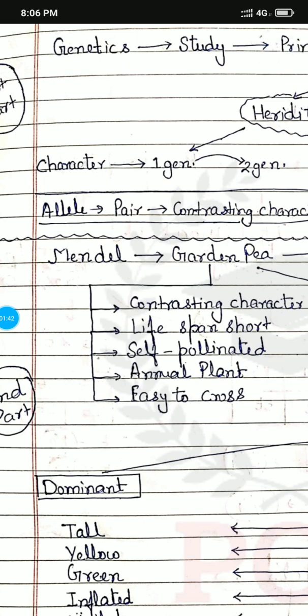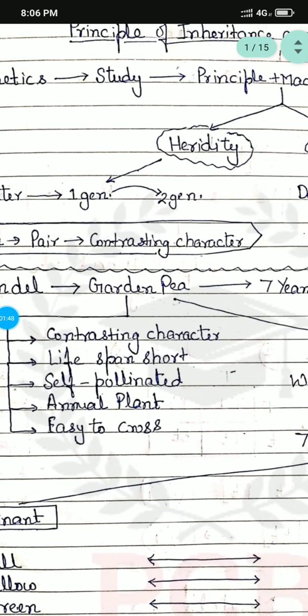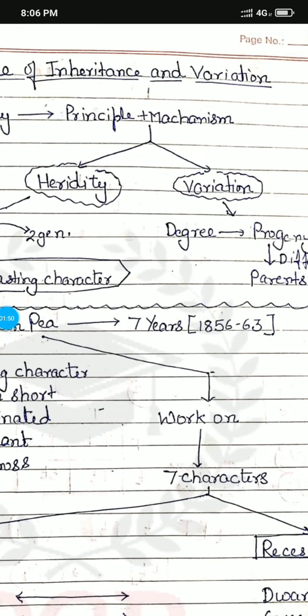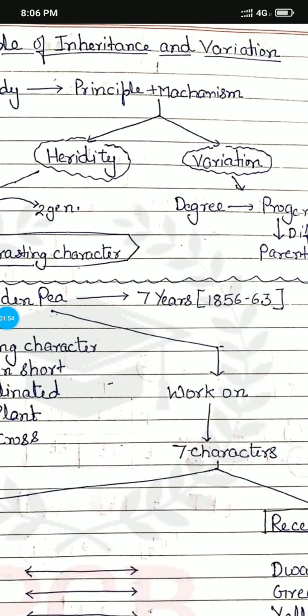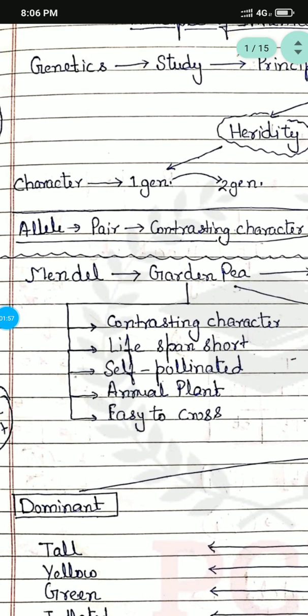The next part is Mendel. Mendel is the main base of this chapter. Mendel is a scientist who worked on the garden pea for 7 years, from 1856 to 1863, and he worked on seven characters of the garden pea. First, why did he choose only the pea?